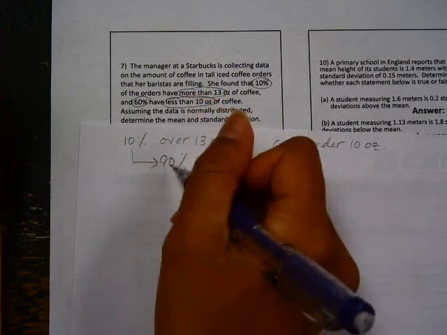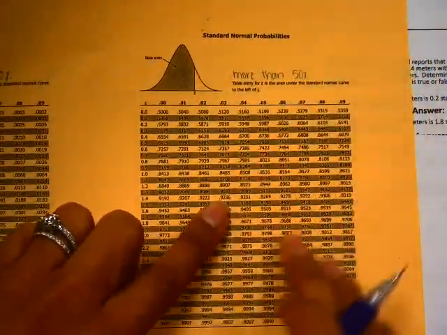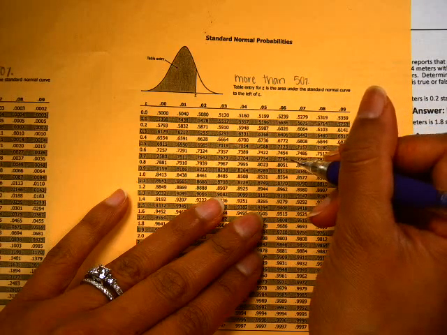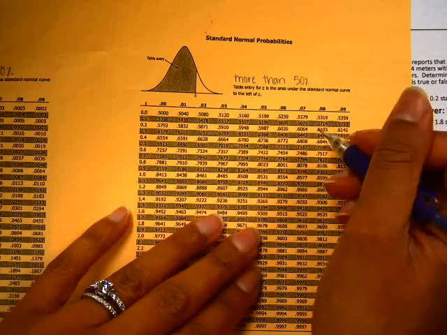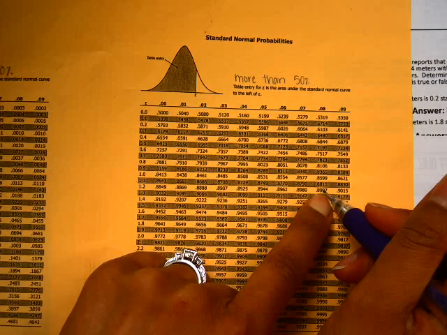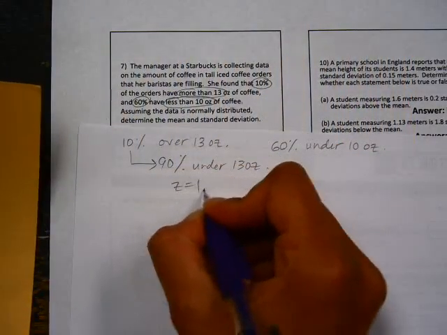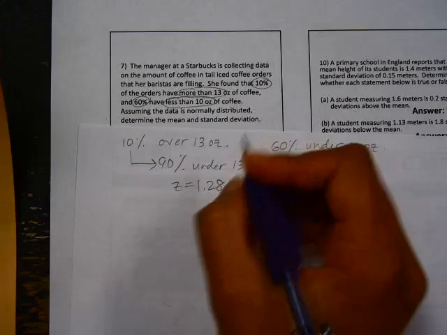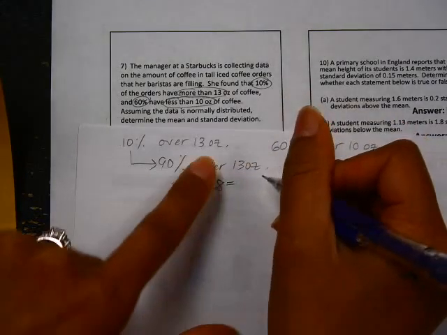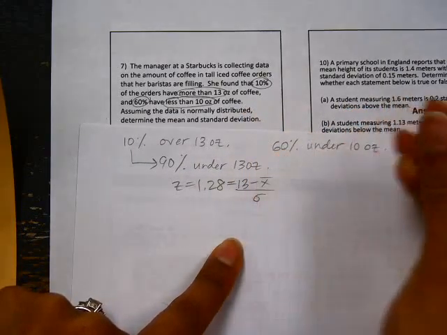So in our z-table, 90th percentile, we want to look for what is closest to 0.9 on the inside of the table. So in this case, 0.8997 is as close as we can get to 90% with a z-score of 1.28. And when we set up the z-score formula, all we know is the data value is 13. We don't know the mean, we don't know the standard deviation.